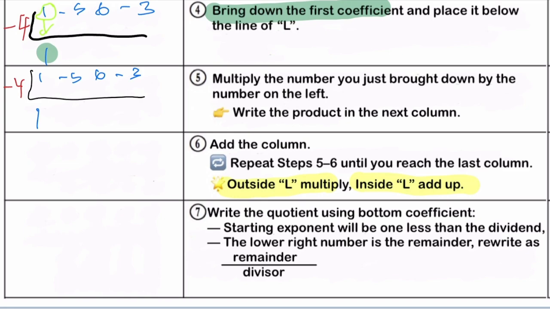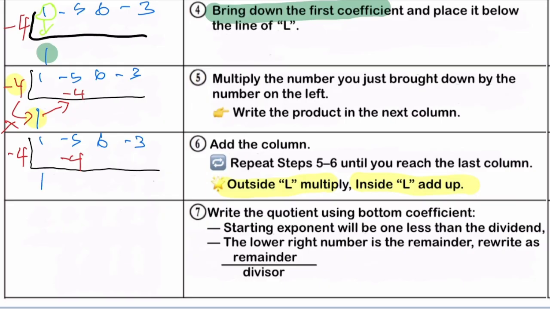Well, we are on the outside right now, right? We have this -4 here. We have this 1. Since they are on the outside, we are going to multiply them. -4 times 1. Well, what's -4 times 1? Well, -4. Anything times 1 is itself. When you multiply them, you bring it into the next column. And now, we're going on to our next step. After you multiply, we are going to do some addition now, because now we're inside the L. Outside multiply, inside add.